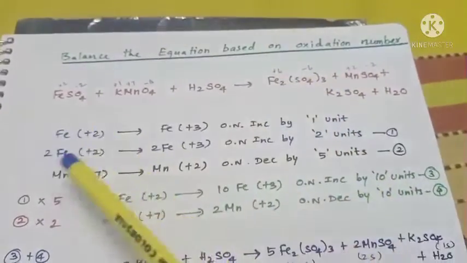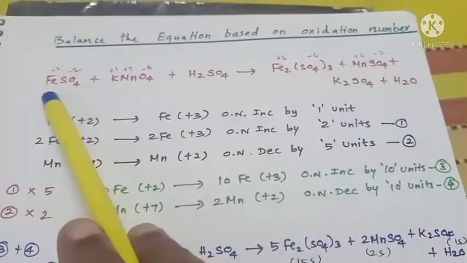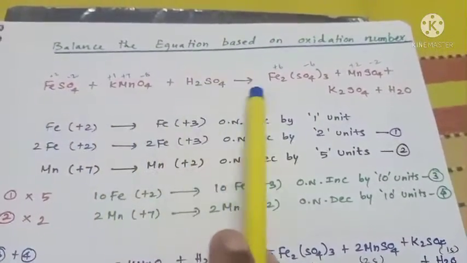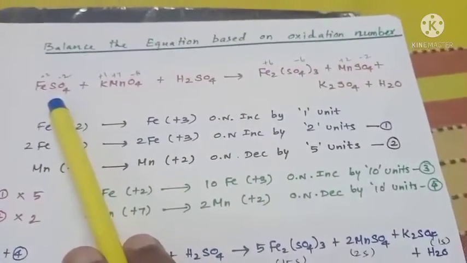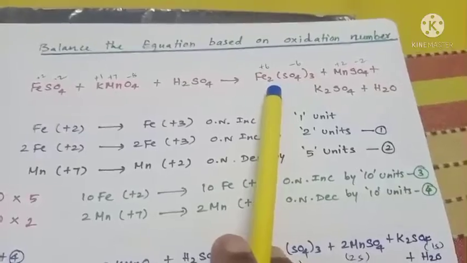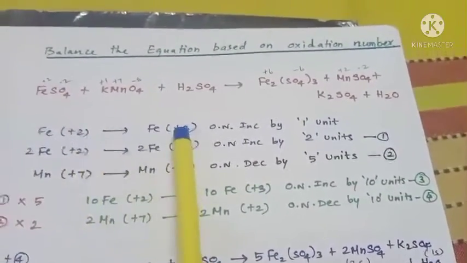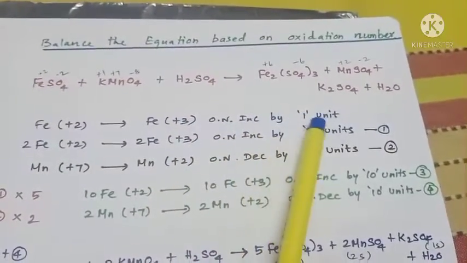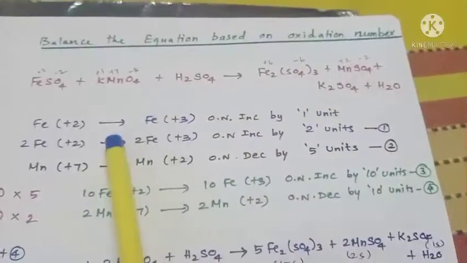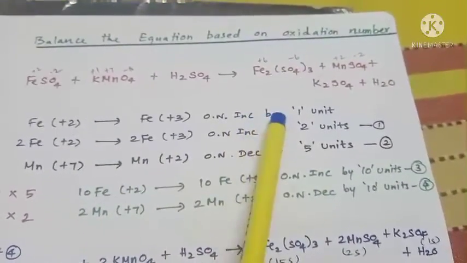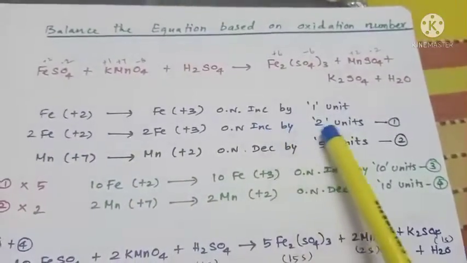Now this has to be balanced based on the oxidation number method. First let us find out the oxidation number increase and decrease. On the left side iron's oxidation number is plus 2, on the right side plus 3, because on the left side it is in the form of ferrous ion Fe2+, and on the right side, ferric sulfate, ferric ion Fe3+. So the oxidation number of iron changes from plus 2 to plus 3, which means it increases by 1 unit. But there are 2 iron atoms on the right side, isn't it? So the increase of 1 unit is for 1 iron. For 2 Fe, the oxidation number increases by 2 units.